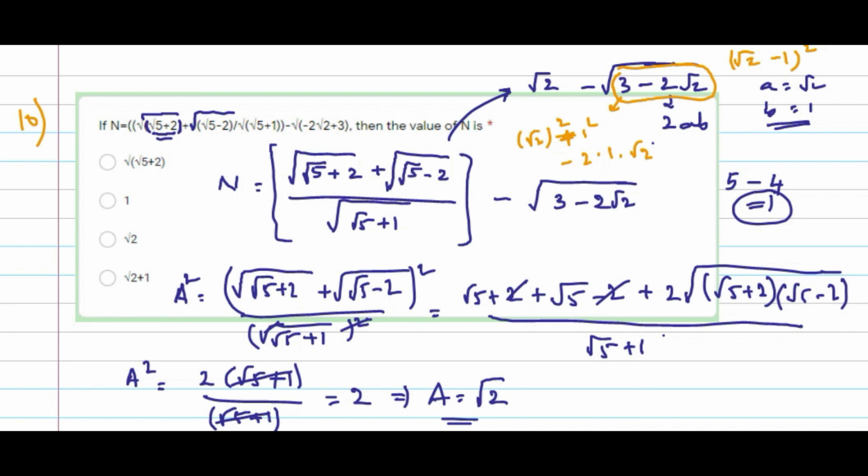Root 2 minus 1 whole square is within the root, so the root and the square will be cancelled. Finally it will be root 2 minus root 2 minus 1. The root 2 will get cancelled, and minus into minus is plus, so the answer would be 1. So 1 is the answer.